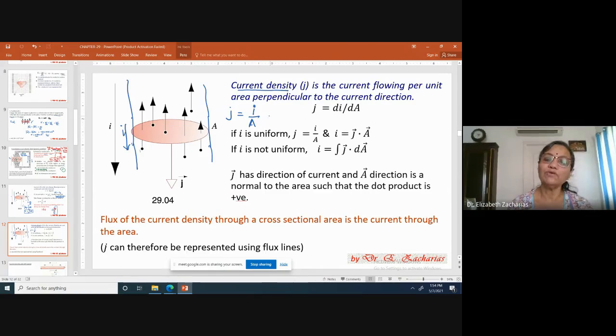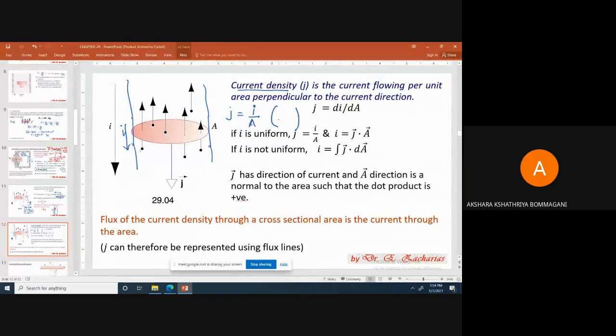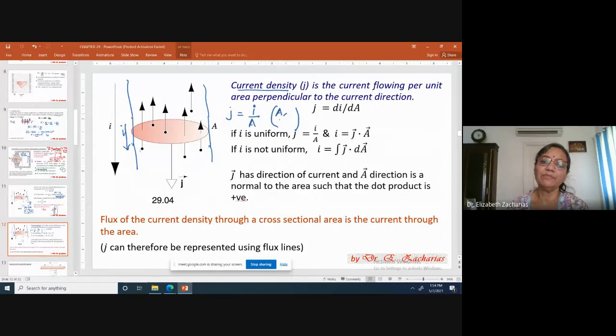Okay. Now, what will be the unit? You tell me. What will be the unit? Look at these quantities and tell me the unit. What's the unit of current? Ampere. And what is the unit of area? Area is meter square. So ampere per meter square is the unit.